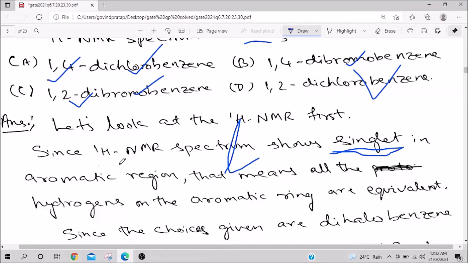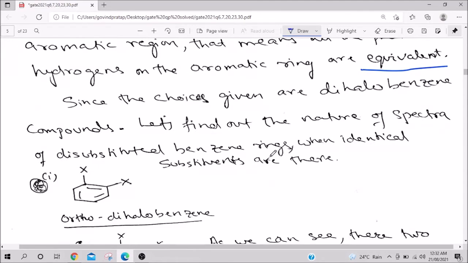So that means if it is showing one single peak, that means all the hydrogens on the benzene ring are equivalent. If all the protons on the benzene ring are equivalent, then only you'll get one single peak. Otherwise, if different protons are there, it will show that many different peaks. So let's look at what the possibilities are if dihalo benzene is there.